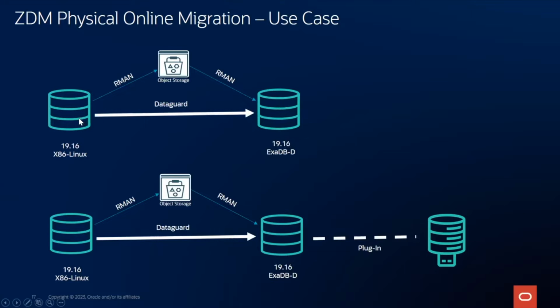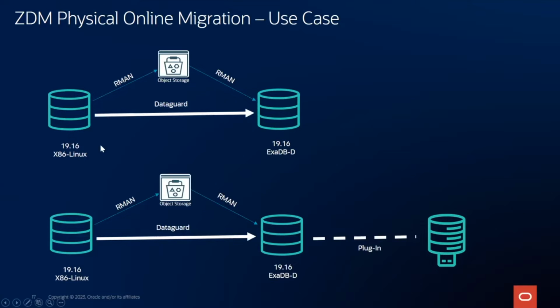And then when we are using ZDM physical online, of course, it will be setting up a Data Guard. And then using ZDM, we can even reverse the roles. When I say reverse the roles, at the end of the migration, your target will become primary and your source will become the standby. So all of these things we are going to see.